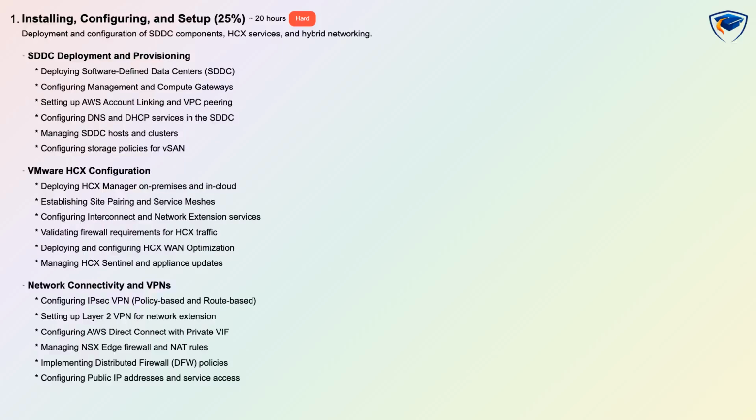The domain also covers VMware HCX configuration, including deploying HCX Manager, establishing site pairing and service meshes, configuring interconnect and network extension, and validating firewall requirements and WAN optimization. Network connectivity topics include IPsec VPNs, Layer 2 VPNs, AWS Direct Connect with Private VIF, NSX Edge Firewall and NAT rules, distributed firewall policies, and configuring public IP addresses and service access.